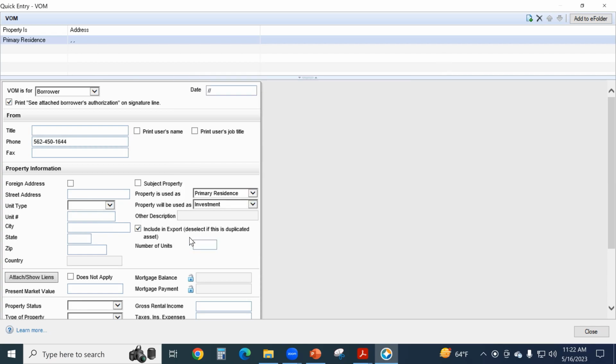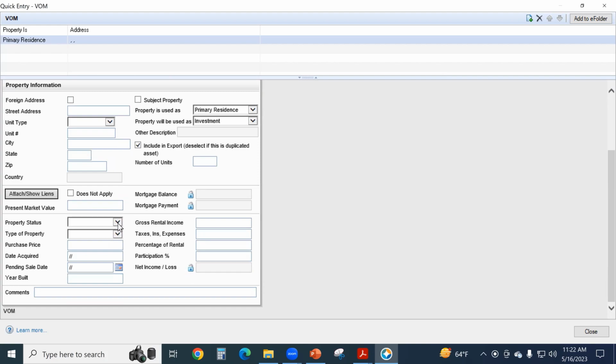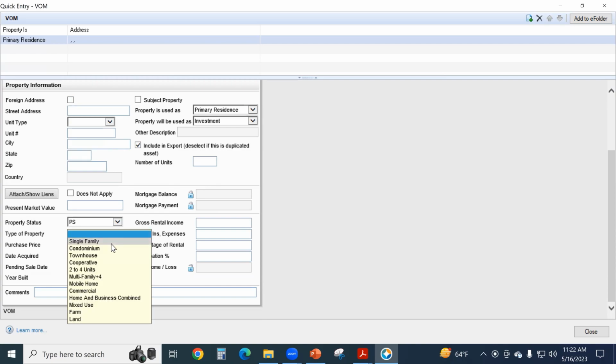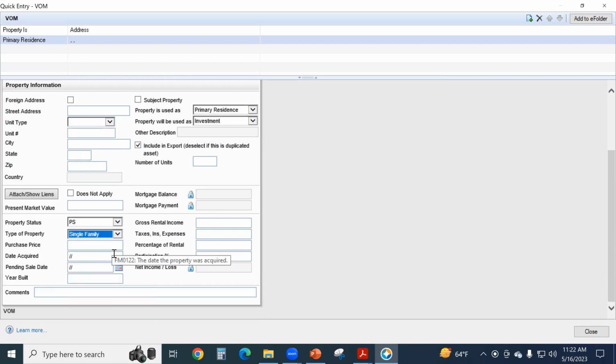I want to make sure of the status of the property, in this case, they're going to be selling it, PS, pending sale. All of these items are important in the underwriting decision, because I have to incorporate it. If it's not pending sale, then it's going in the debt ratio, less the anticipated rent or whatever, the influence it will still have on the debt ratio.